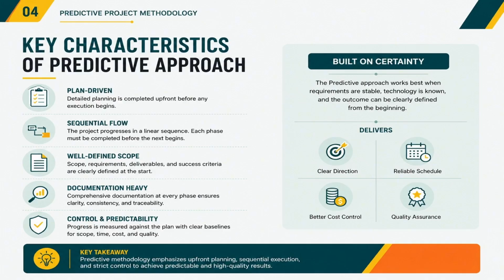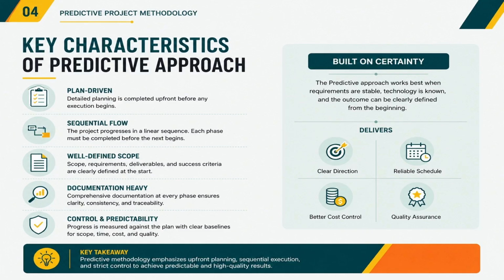Now, let us understand the key characteristics of the predictive approach. The first characteristic is that it is plan-driven. A lot of effort is invested in planning before the execution begins. Second, it follows a sequential flow. The project progresses in a structured order without major overlap between the phases. Third, the scope is well defined from the start itself. The requirements, deliverables, and success criteria are all clearly documented.